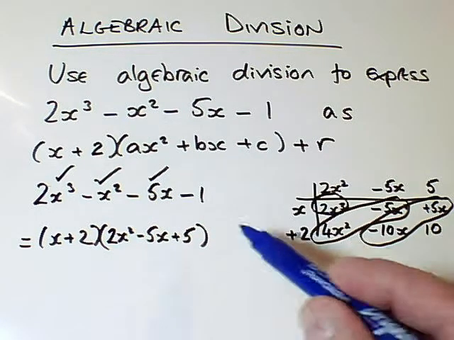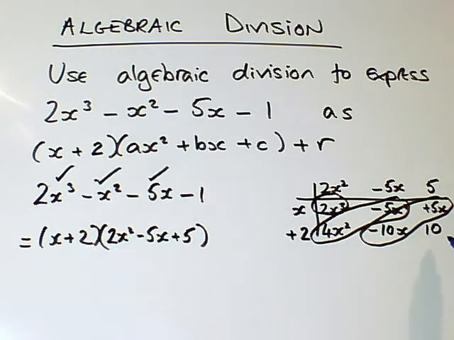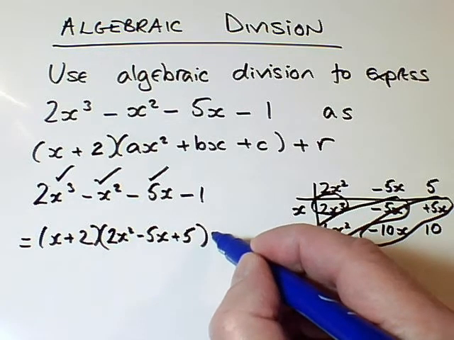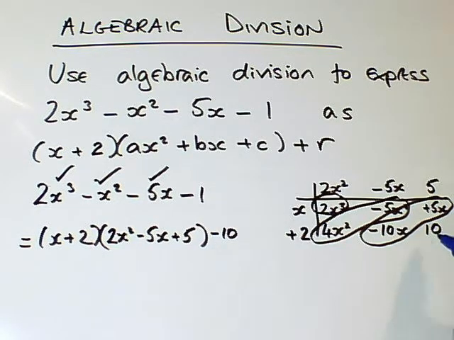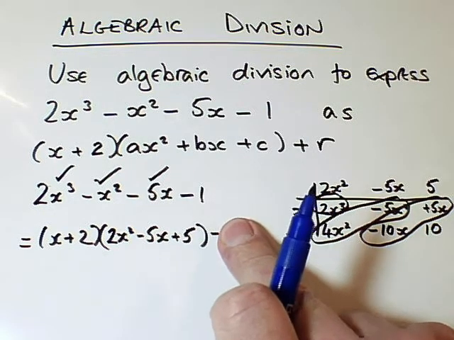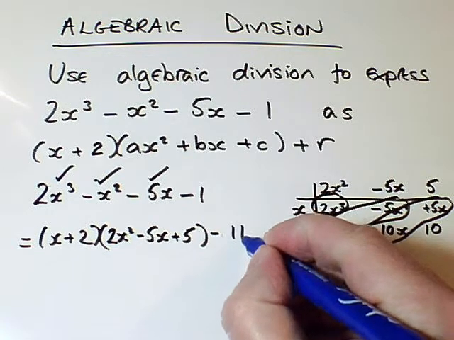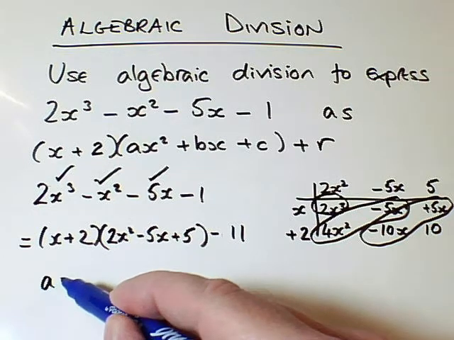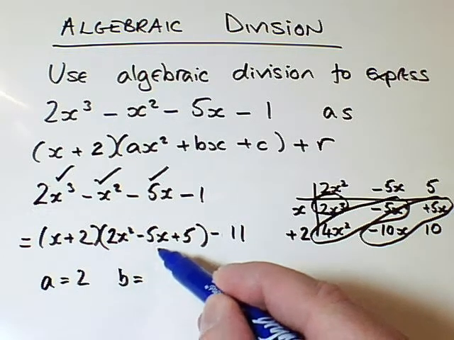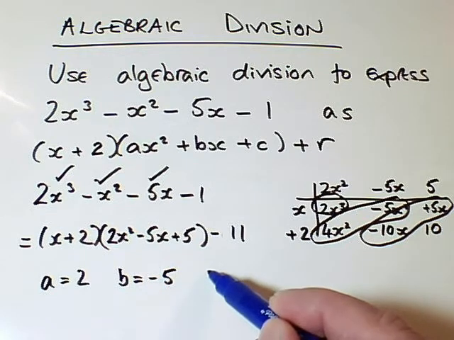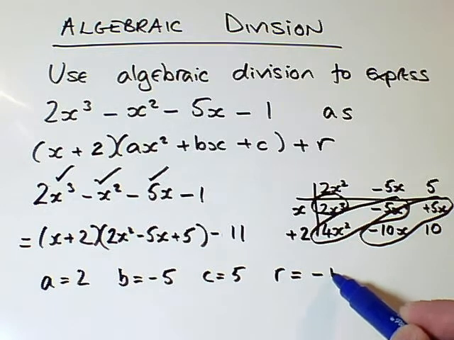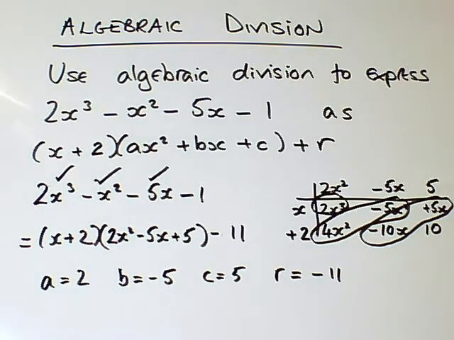But I've got a 10, whereas really I wanted a minus 1. So what I've got to do is get rid of that 10 and introduce the minus 1. So I could do it in two stages with minus 10 to get rid of that one, and then minus 1. Or you might want to do it in your head and go straight to minus 11. Okay? Either way is right. So here's our answer. So we can say that A equals 2, B equals minus 5, don't forget the minus, C is 5, and R equals minus 11. Okay? And we're done.